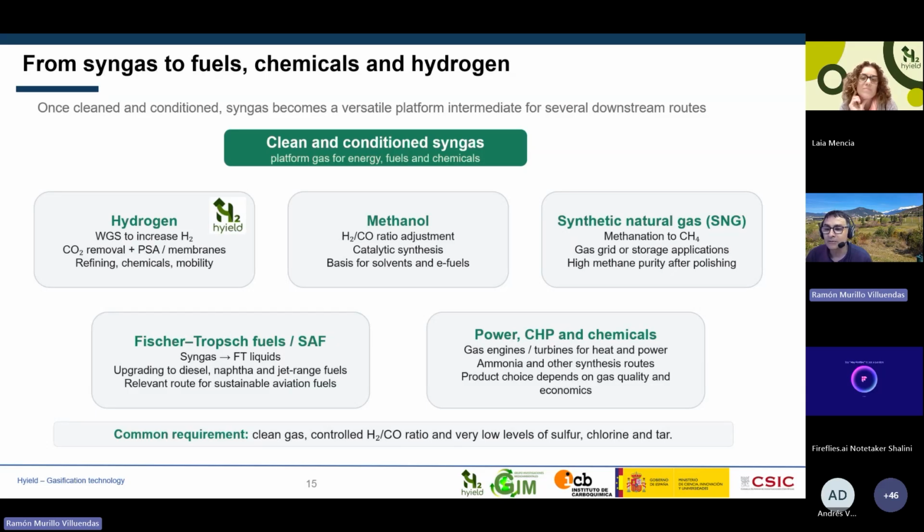If the target is methanol synthesis, the hydrogen to CO ratio must first be adjusted, and the clean gas is then converted catalytically into methanol. If the goal is synthetic natural gas, methanation is used to convert carbon oxides and hydrogen into methane. For liquid fuels, syngas can be processed through Fischer-Tropsch synthesis to obtain hydrocarbons that are later upgraded into diesel, naphtha, or sustainable aviation fuels. More generally, syngas can also be used for heat and power generation or as an intermediate for ammonia and other chemicals.